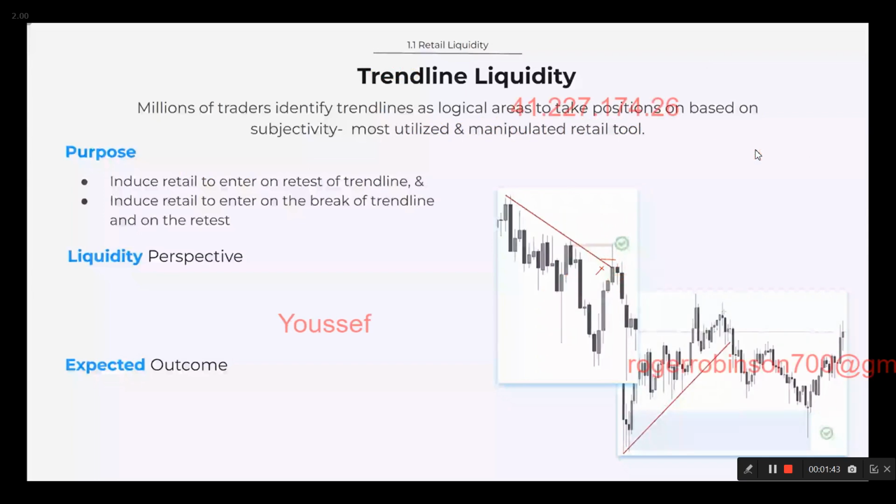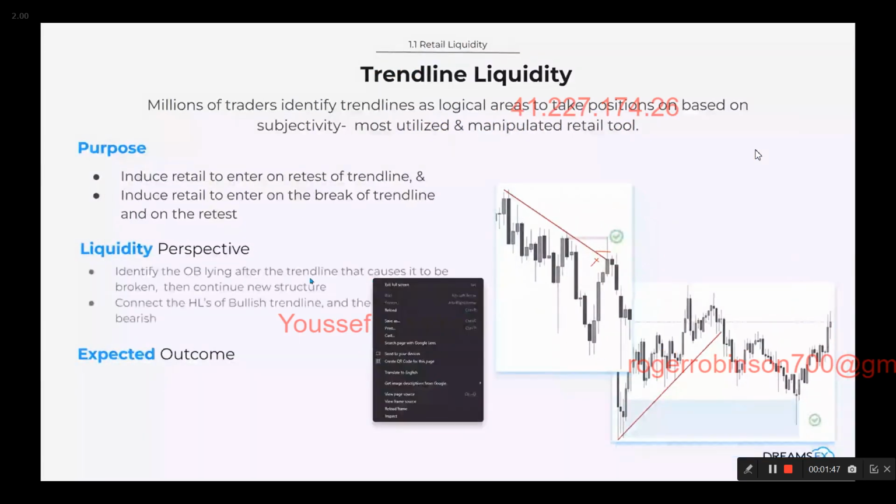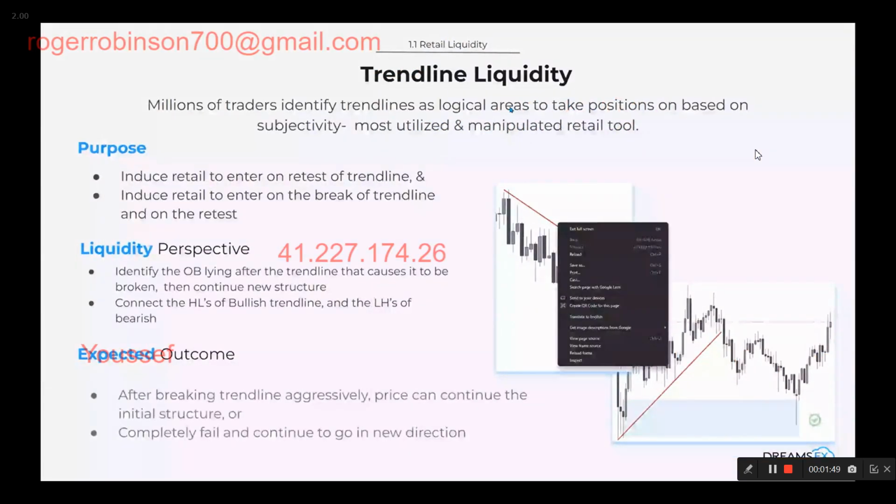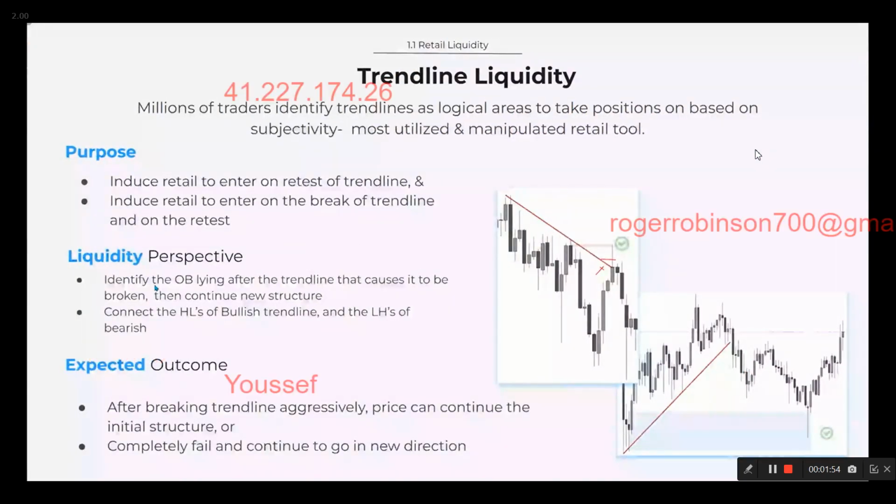Even over here, when you see the trend line is broken, but then price continues in the opposite direction, what is that from the liquidity perspective? From a liquidity perspective, we know that identifying the order block lying after the trend line that causes it to be broken, this is the order block that we want to focus on.